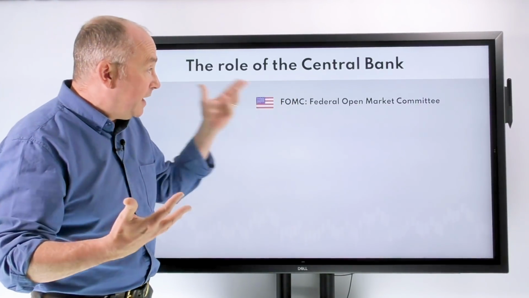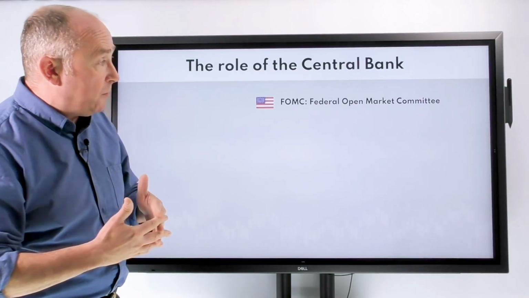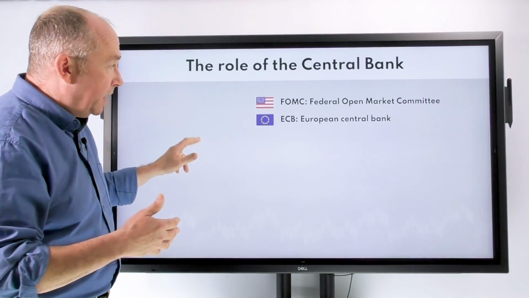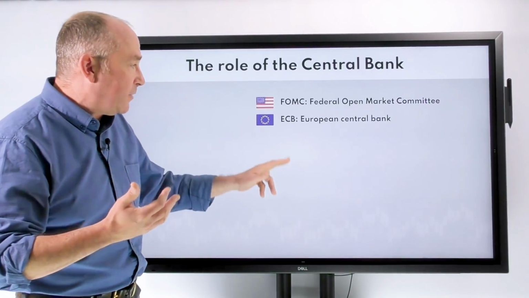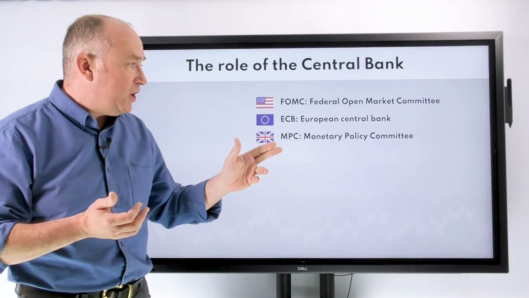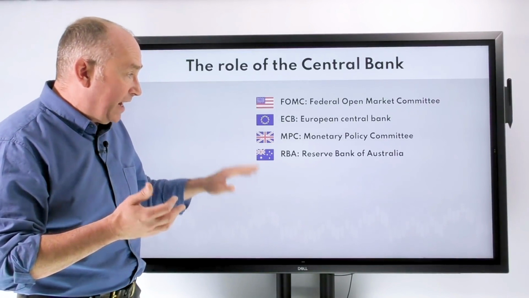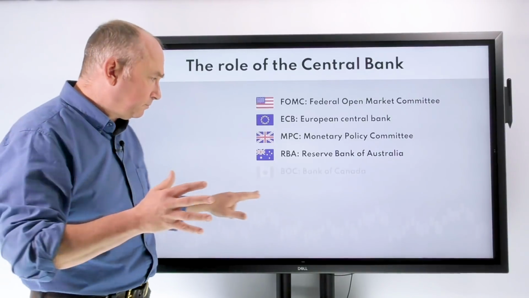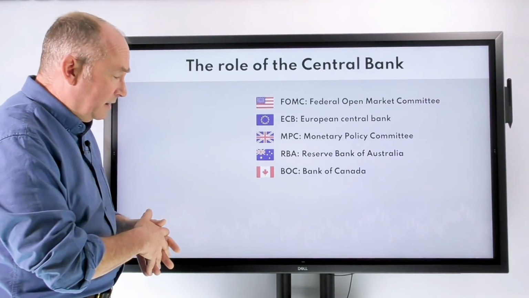In the US, we've got the Federal Open Market Committee, the FOMC. The ECB is the European Central Bank. You've got the MPC in the UK. You've got the RBA, that's the Reserve Bank of Australia. Then you've got the Bank of Canada, the BOC.